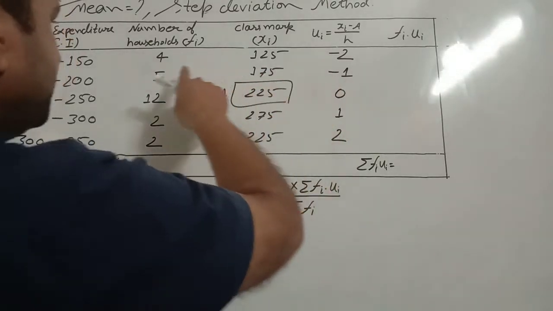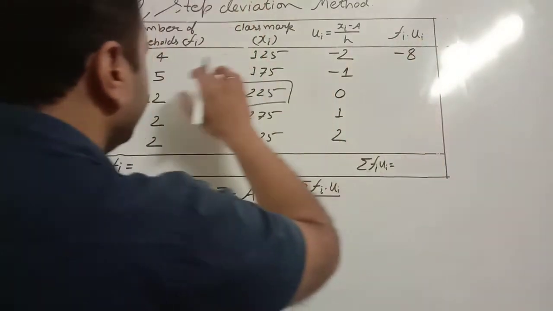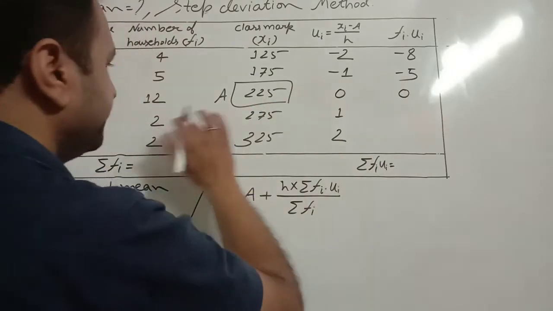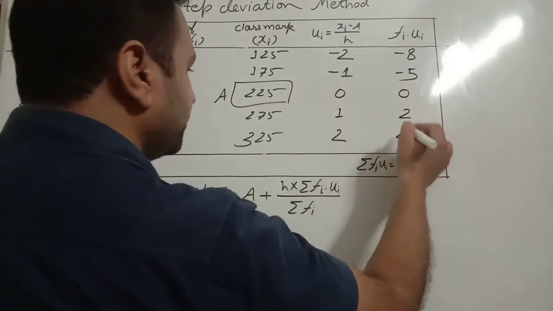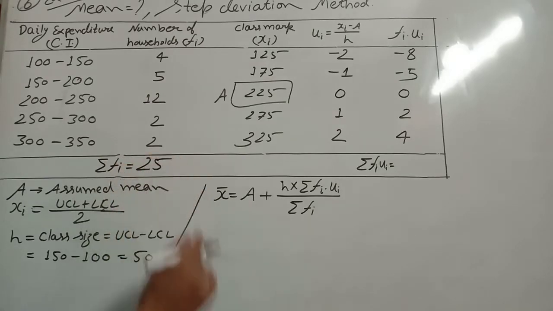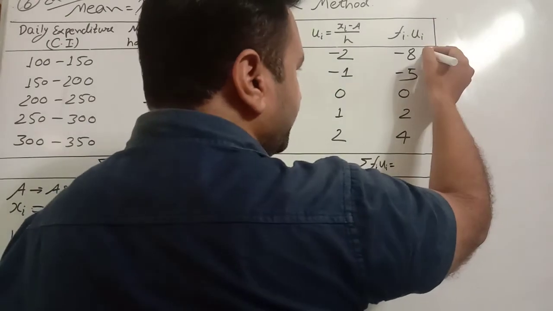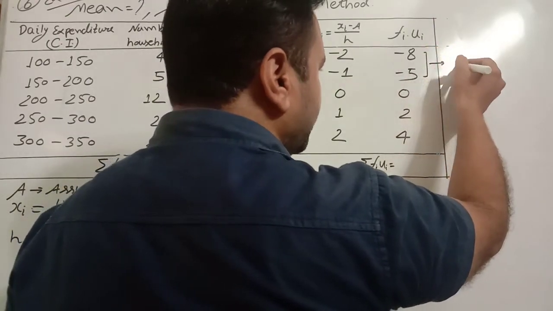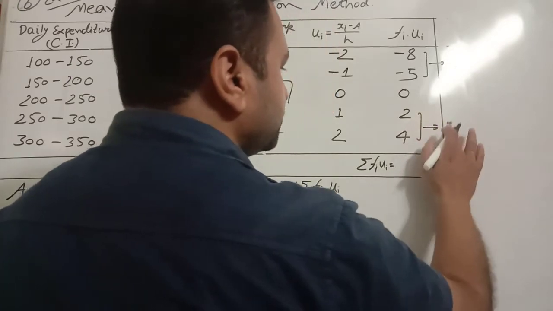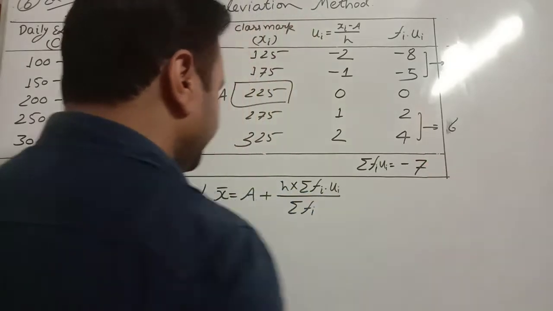Now fi into ui: -8, -5, 0, 2 and 4. Sigma fi, 25 already in the given. Now we find out their sum. We find out sum of these two numbers -13 and sum of these two numbers 6. So their sum is -7.